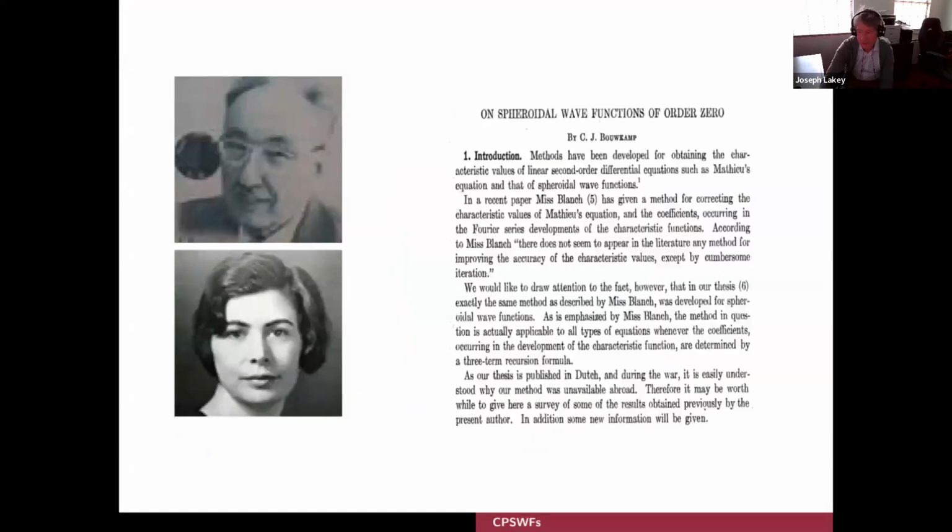Okay, so that's the connection with time and band limiting. The basic components of the Bell Labs theory of the 1960s. So I want to come back to actually how one computes the prolates.